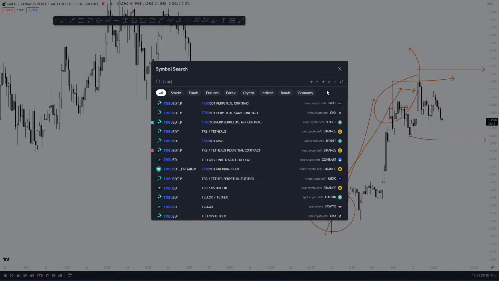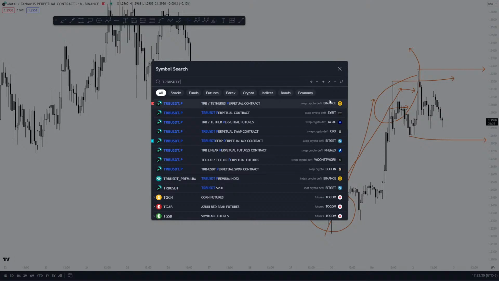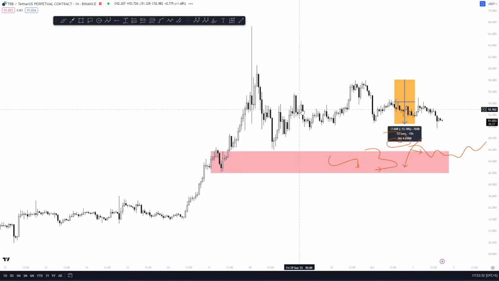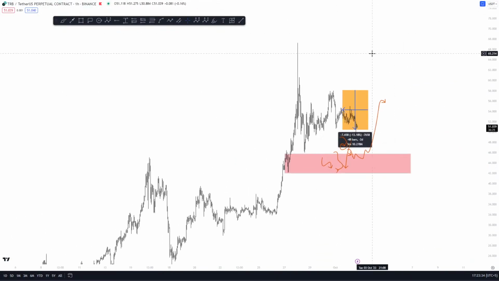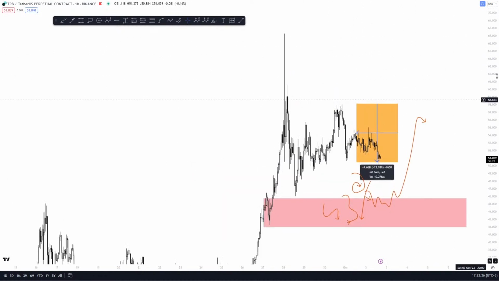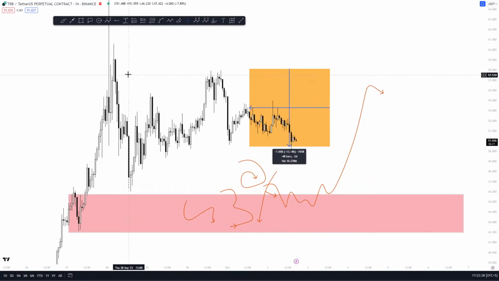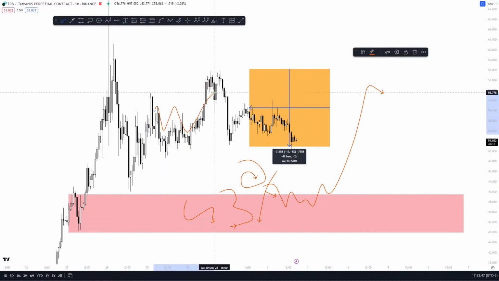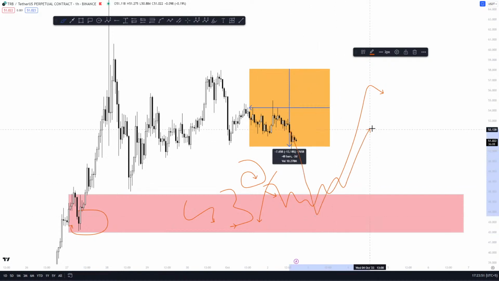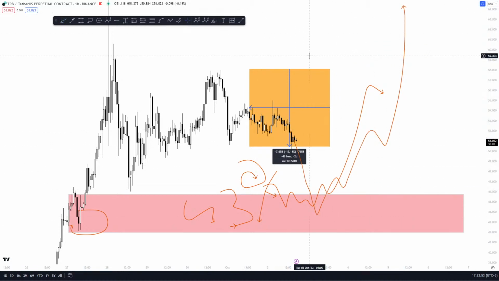Let's move towards another market called TRB. Same thing: price is just playing in a demand zone, playing in a fake structure from here to here. I clearly told you guys that price will give some sort of retracement again and then break. We still have some demand over here. It will come down over here and move in the same direction.